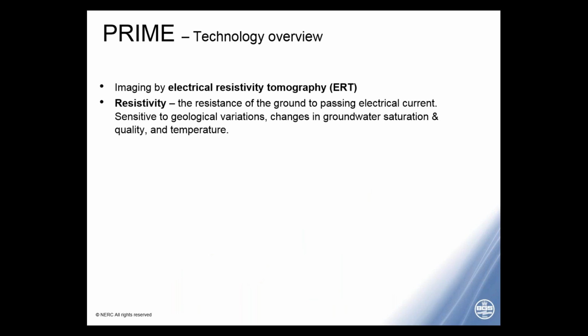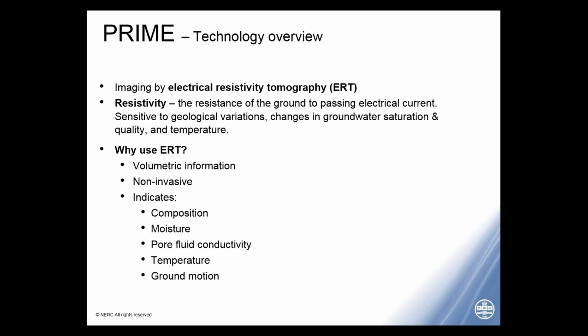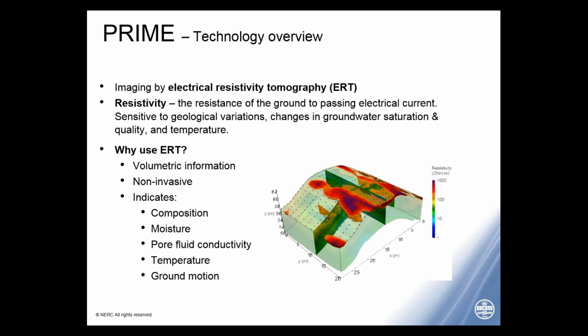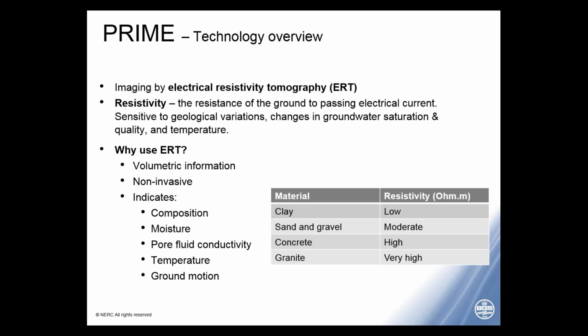So in terms of the technology, I want to introduce ERT, or electrical resistivity tomography. The property that we're looking at is resistivity, so the resistance of the ground to passing an electrical current. So why use ERT in this context? Well, firstly, it provides volumetric information. Here we have an image through a railway embankment where we can see structures within the embankment, and this was generated through deploying sensors, just small stainless steel pins at the ground surface, allowing us to see many meters into the subsurface.